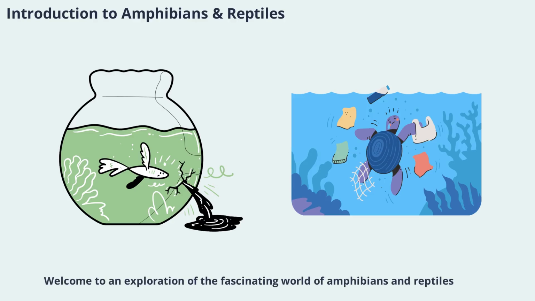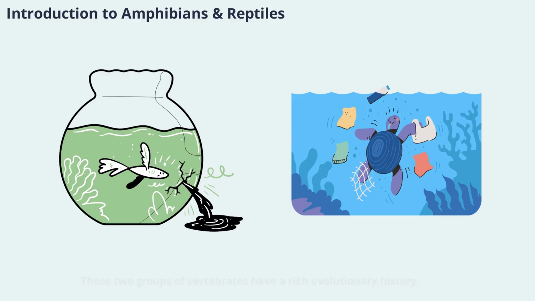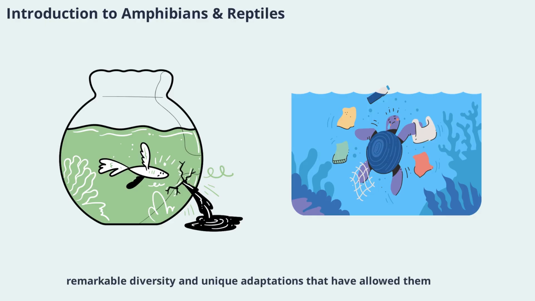Welcome to an exploration of the fascinating world of amphibians and reptiles. These two groups of vertebrates have a rich evolutionary history, remarkable diversity, and unique adaptations that have allowed them to thrive in a wide range of environments. In this video, we'll journey through their classification, anatomy, evolutionary milestones, and the intricate relationships that connect them to other vertebrates, including birds. Get ready to discover how amphibians and reptiles have shaped the story of life on Earth and why their survival matters today.